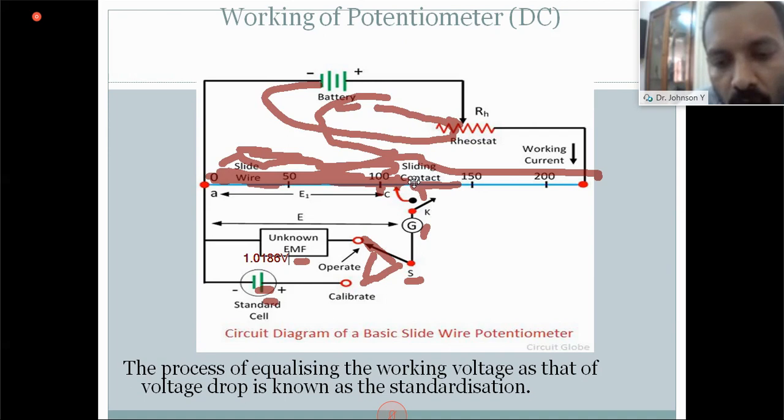1.0186 volt ആയിരിക്കും. At that time, what happens? The current deflection is 0. That is, it is in a balanced condition. So we calibrate it. Then the next step is to find the unknown EMF.